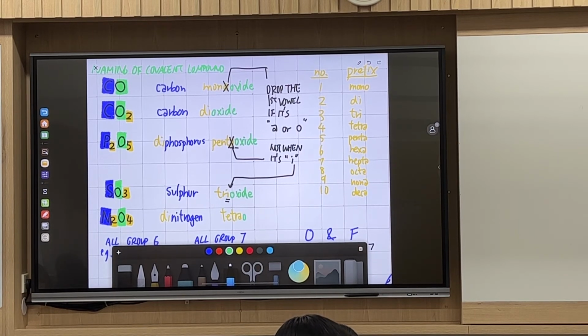Sounds like some kind of a spell, right? So tetroxide, drop the A. So we can always drop something from the previous... well, not always. Okay, not always.